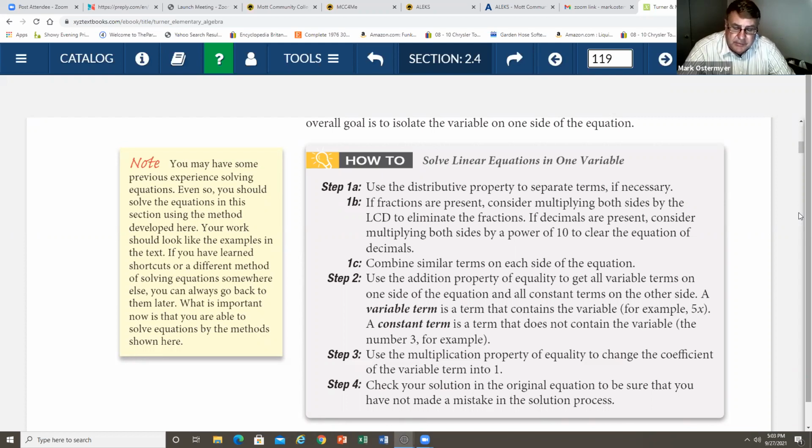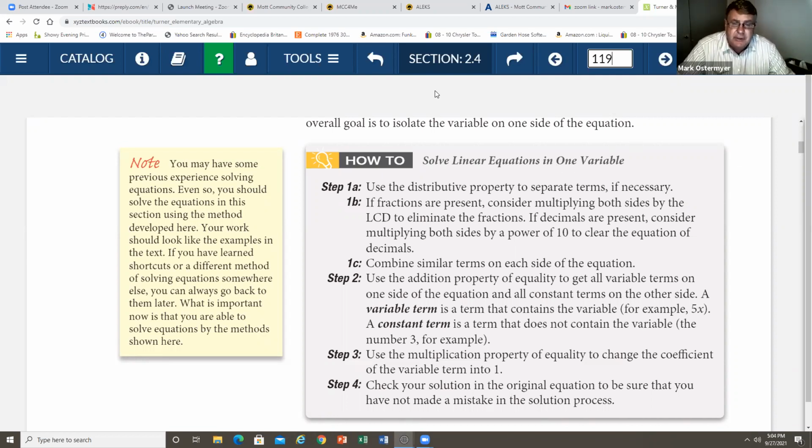Once we have our variable terms separated on one side of our equation versus the constant terms on the opposite side, then we need to either use the multiplication or division property of equality to get the variable all by itself. And last but not least, if you have extra time, you can always check your answer back in the original equation and make sure that it does satisfy the original equation, although I'm not going to require that you check your answer. So in general, these are the guidelines that we are going to adhere to as we learn how to solve equations that are a little bit more advanced and require more steps.